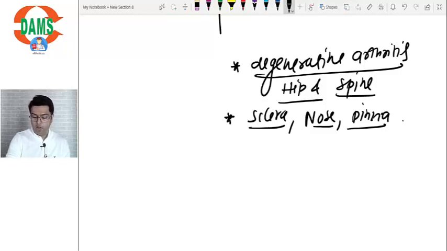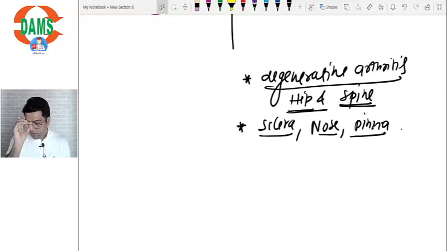It also deposits in the collagenous tissues, for example the joints. The sclera, nose and the pinna. Okay, so that is alkaptonuria.